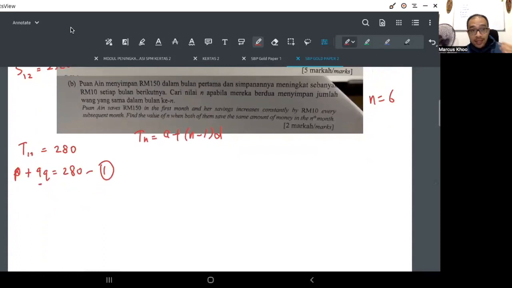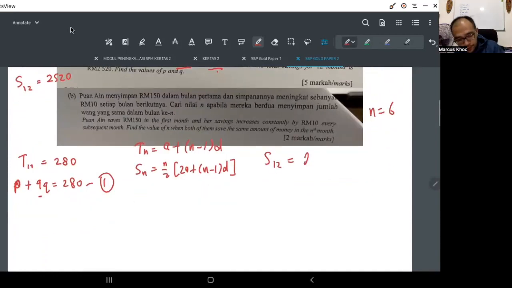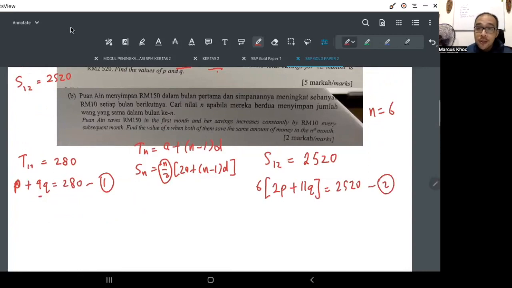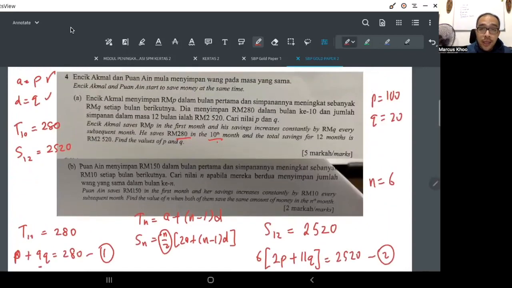Okay, the second one is S12. So I'm taking it from the formula Sn equals to n over 2, 2A plus n minus 1 d. Okay, so it says that S12 equals to 2520. So I can substitute it in. 12 divided by 2 is 6. 2P plus 11Q equals to 2520. This is my second equation. Solve both equations and you should be able to get P equals to 100 and Q equals to 20.